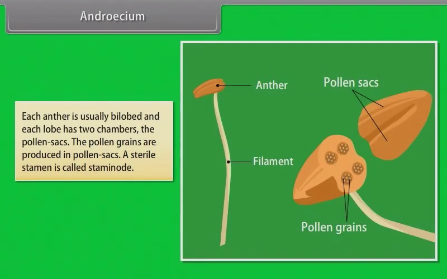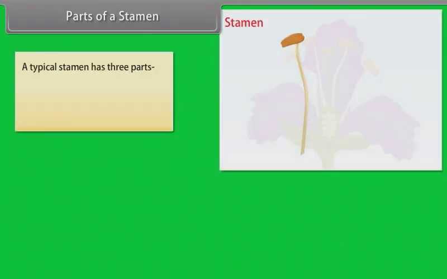Each anther is usually bilobed and each lobe has 2 chambers, the pollen sacs. The pollen grains are produced in pollen sacs. A sterile stamen is called a staminode. A typical stamen has 3 parts: filament, anther, connective.